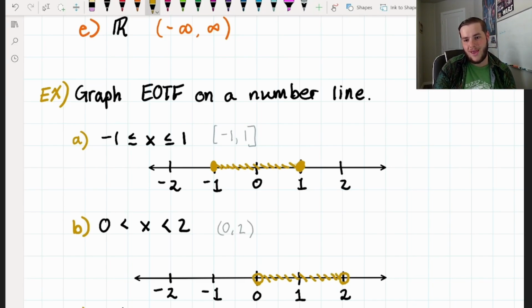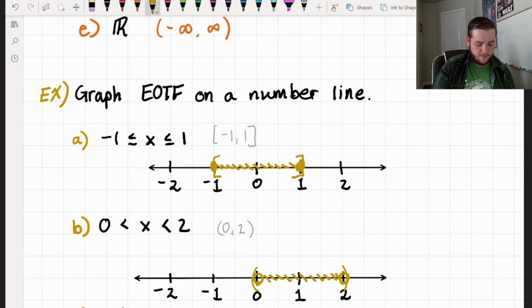Alternatively, you may see these kinds of inclusion-exclusion things denoted with their parentheses or bracket counterparts on the number line. So in example A, an alternative way to answer this would be to use brackets. And in part B, to use parentheses. You may use whichever set of notation you prefer. I can read them both.